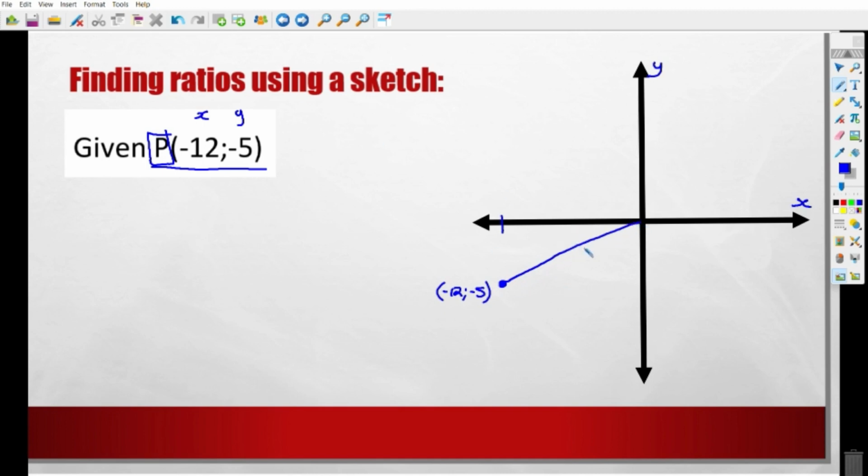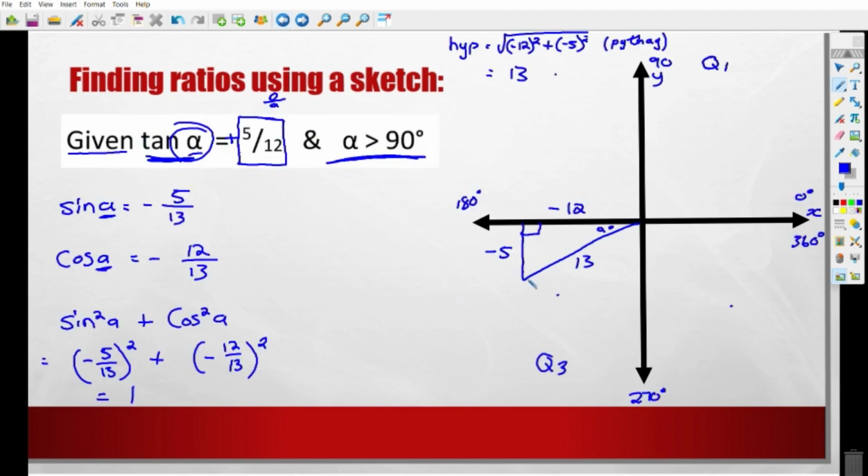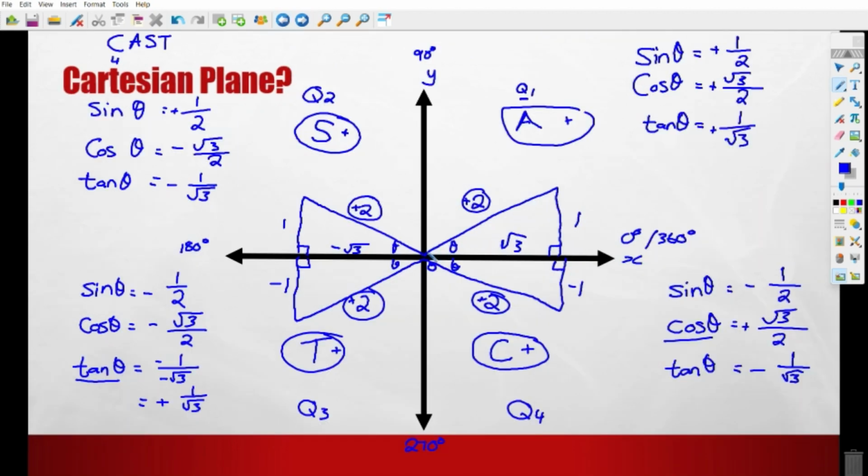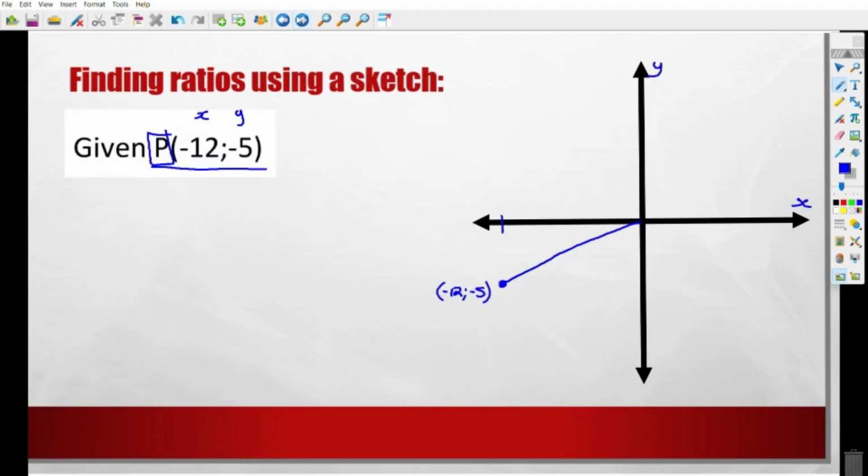Alright, can you see that this is now my hypotenuse? If you look at all these triangles I drew, my hypotenuse is connected to my origin. All these hypotenuses are connected to my origin. Looking at this, just connected to the origin, now I can draw my little triangle, and we know that's 90 degrees there.